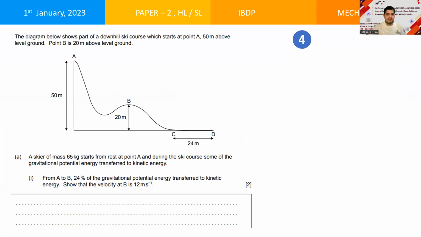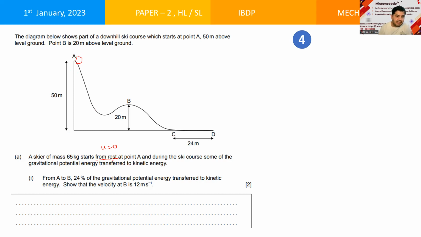So towards it, the first question says, the diagram shows below the part of a downhill ski course. Okay, so there's an object. It starts at point A, 50 meters above the level ground. Point B is 20 meters above the level ground. A skier of mass 65 kg starts from rest. So this statement says u equal to 0 at point A. So there's a person here who starts skiing over here.